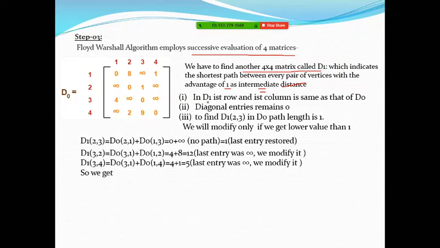As I already explained, in D1 the first row and first column remain the same as in D naught. They are not going to be changed in D1. The diagonal entries also remain the same, equal to 0. So in D1, the first row, first column and diagonal are the same. What is our first probable changed entry? The first entry is 2 3. Now we have to see whether we should change this or not. What is the meaning of D23, D123?